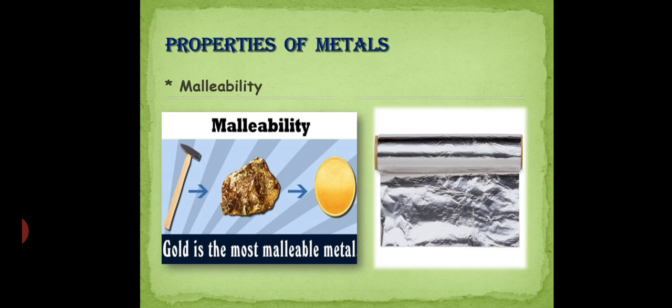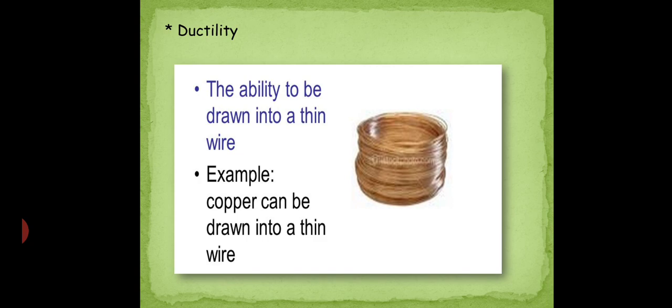The next property is ductility. The ability to be drawn into a thin wire. For example, copper can be drawn into thin wire. All the metals have the property of ductility. They all can be drawn into wires.